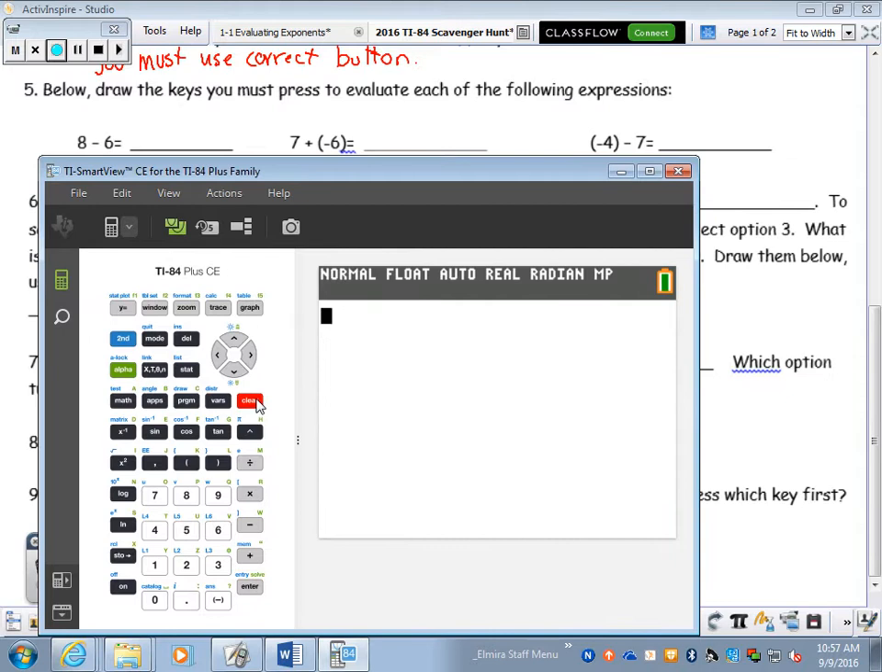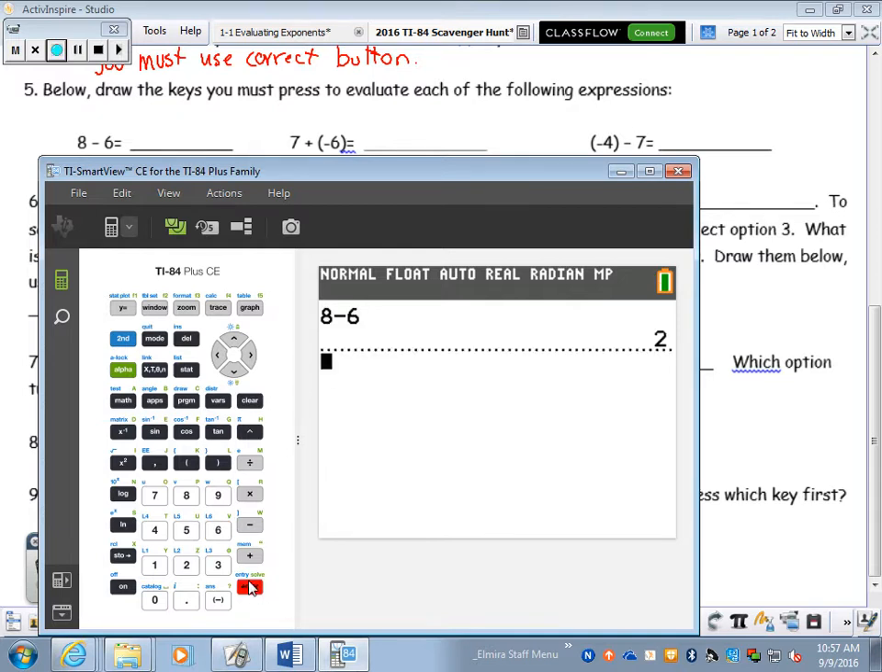So we'll clear the screen. Alright, this says 8 minus 6. Okay, that's really easy. 8 minus 6. So follow the red dots down, or the red keys. They light up as I go. 8 minus 6 is 2.